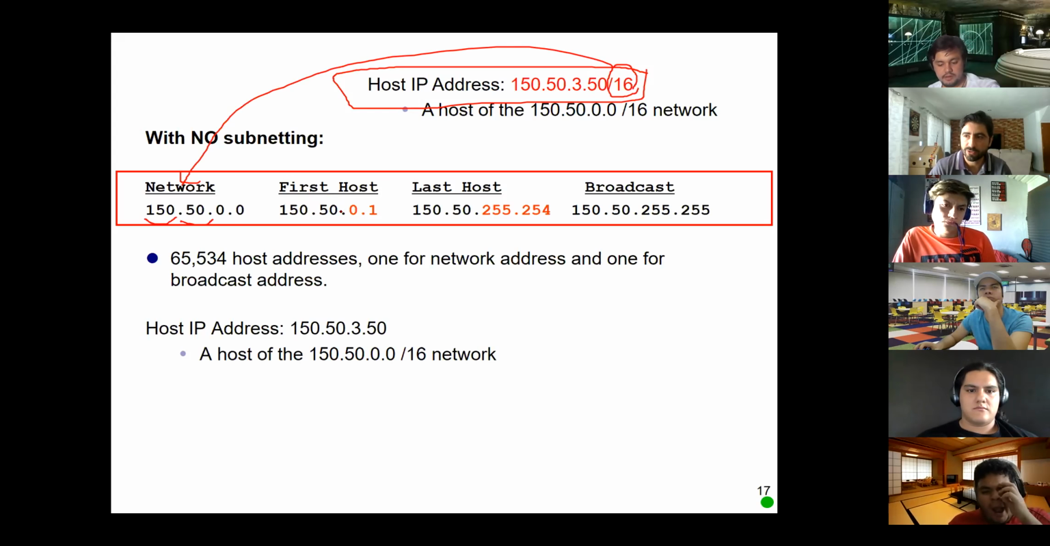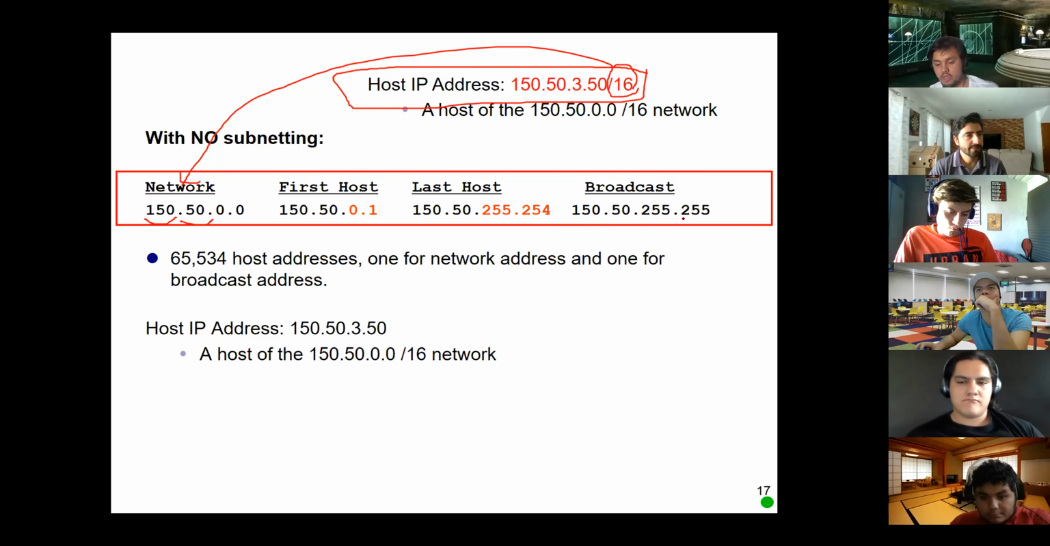This is the first host that you have, 150.50.0.1, because you remember the all-zeros cannot be used for the first host. The last host is 255.254. Remember, 255 means all 8 bits are 1. That cannot be allowed. So the last host is 254, and your broadcast address is this. It's true.